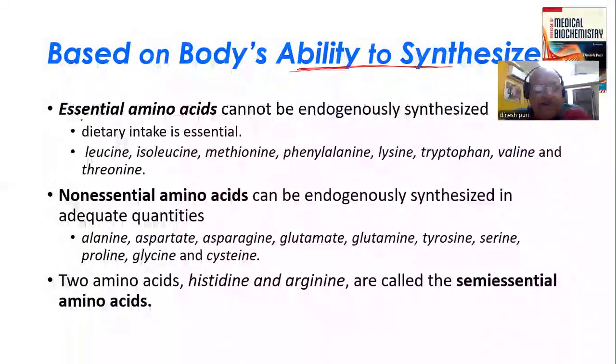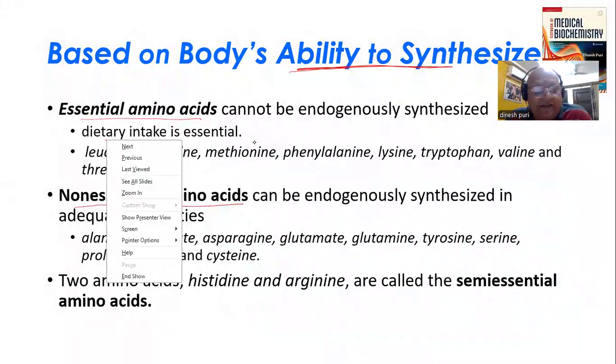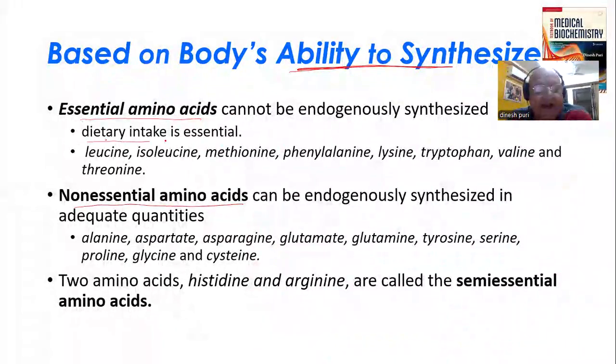If the body can synthesize, then that will be called non-essential. If the body cannot synthesize, it is called essential. Because the body cannot synthesize, therefore, dietary intake of such amino acids is essential. Non-essential, they can be synthesized. An important statement, synthesized in adequate quantities.